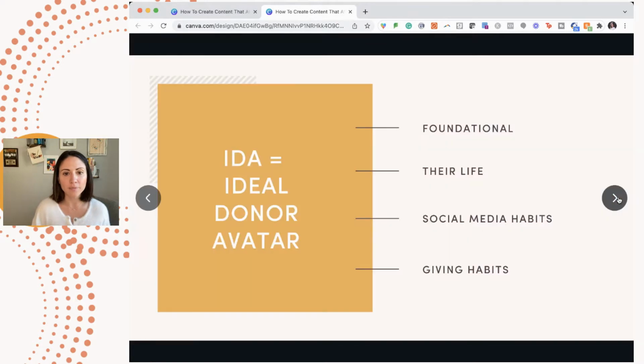There are 4 different topics of questions I'm going to be asking that will outline your ideal donor avatar. And they are foundational questions, so the basics, questions about their life, questions about their social media habits, and questions about their giving habits. All right, so let's go ahead and start.